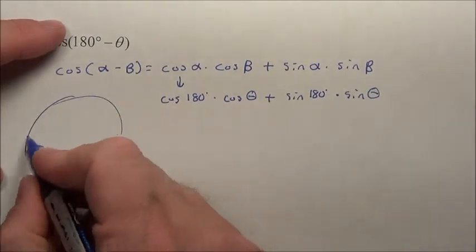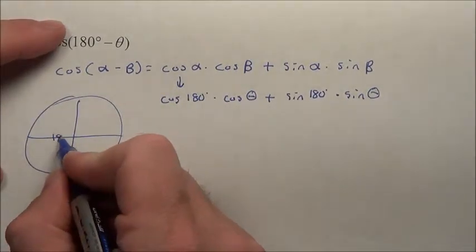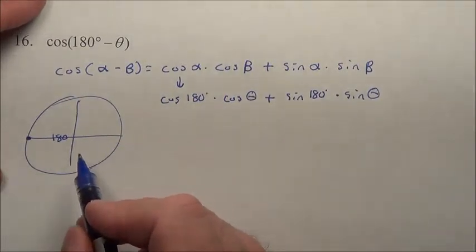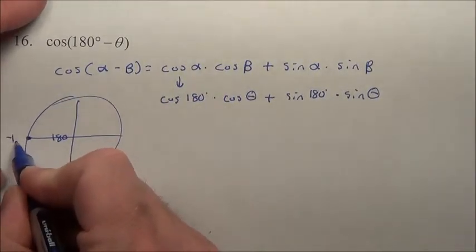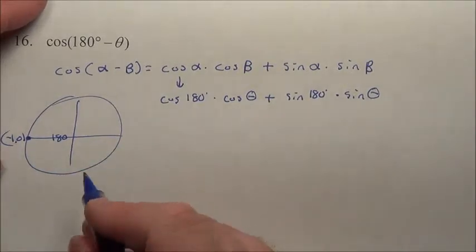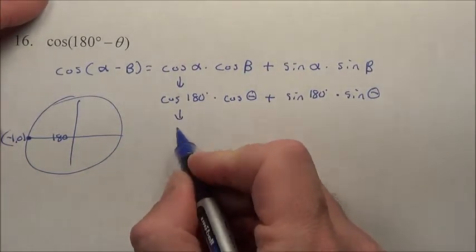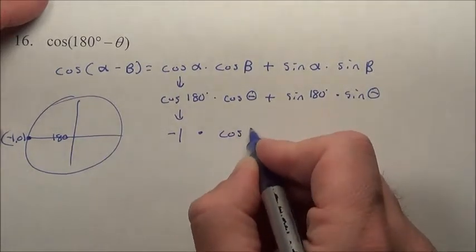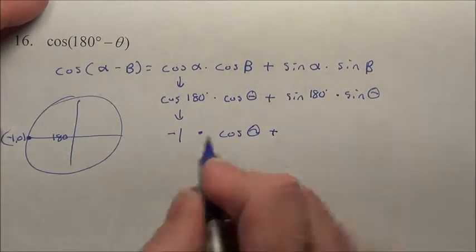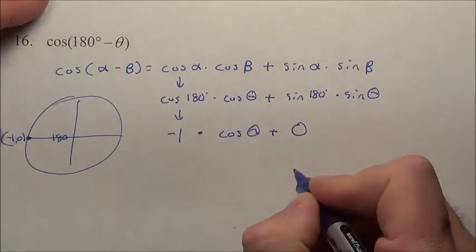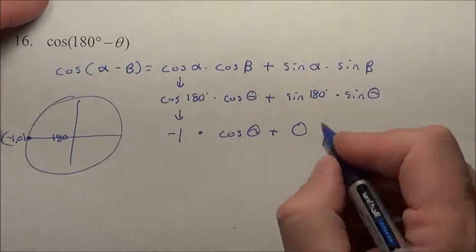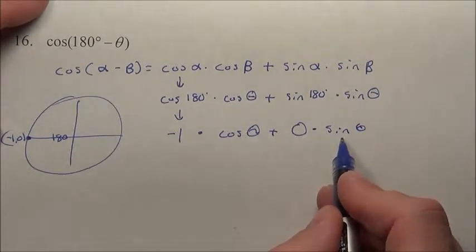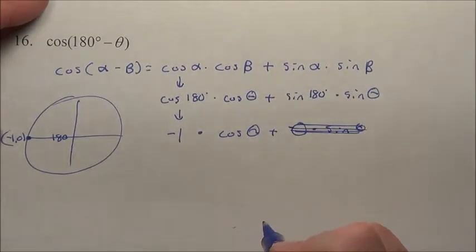Now, on a unit circle, 180 degrees. Here's 180. The values right there, if you remember, are over -1 up 0. So the cosine of 180, that value is -1 times the cosine of the unknown angle plus what's the sine of 180? The sine of 180 is 0. Sine of 180 is 0 times the sine of the unknown. Well, 0 times whatever that comes out to be is going to be a 0 there.